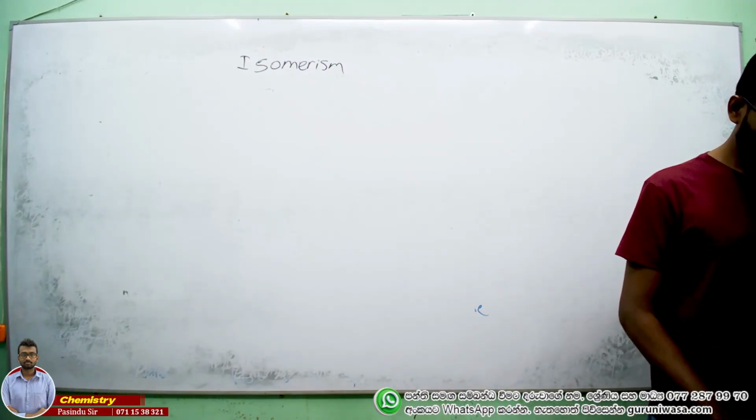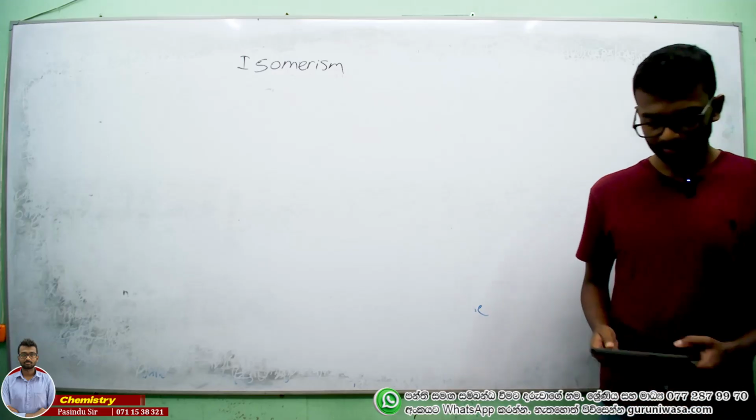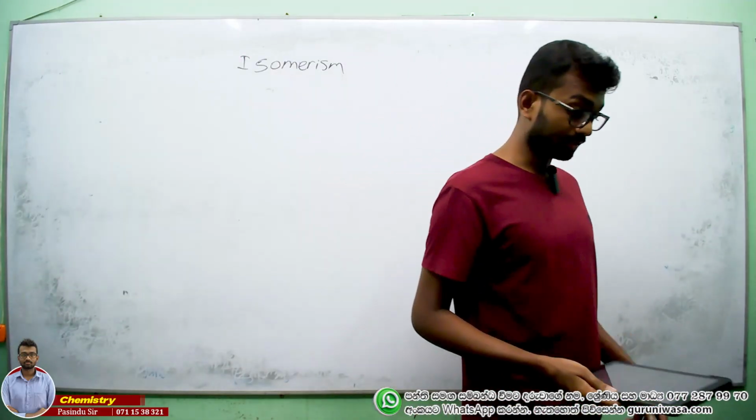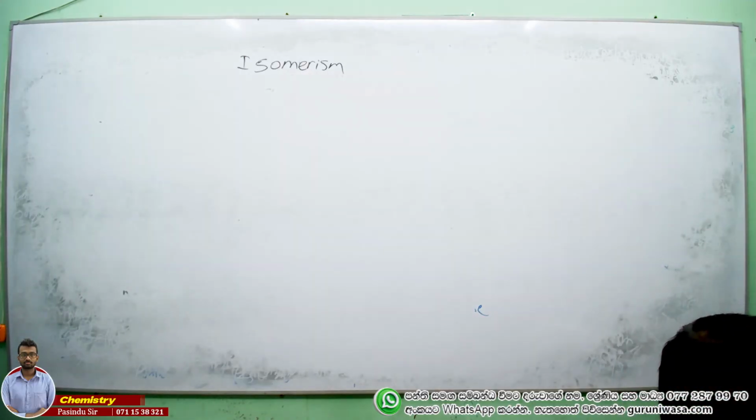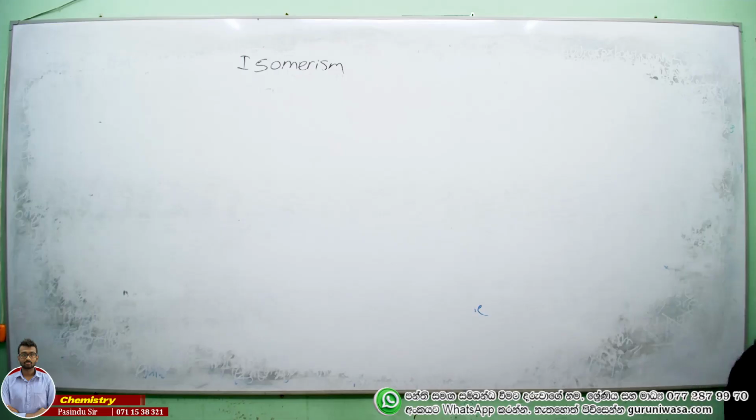Okay, just write down the definition. Isomerism is the existence of different compounds that have the same molecular formula.